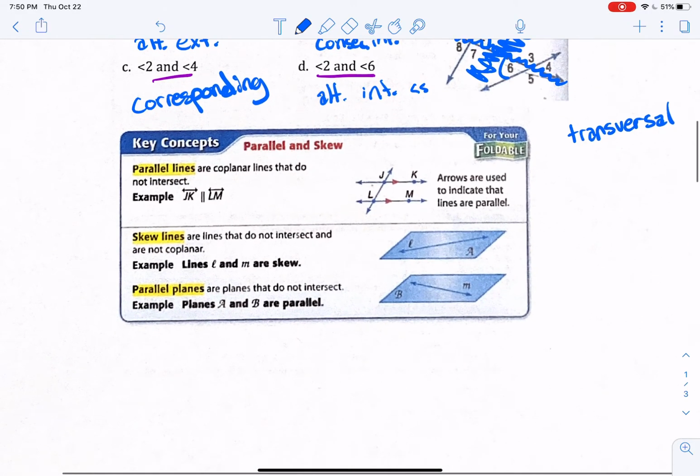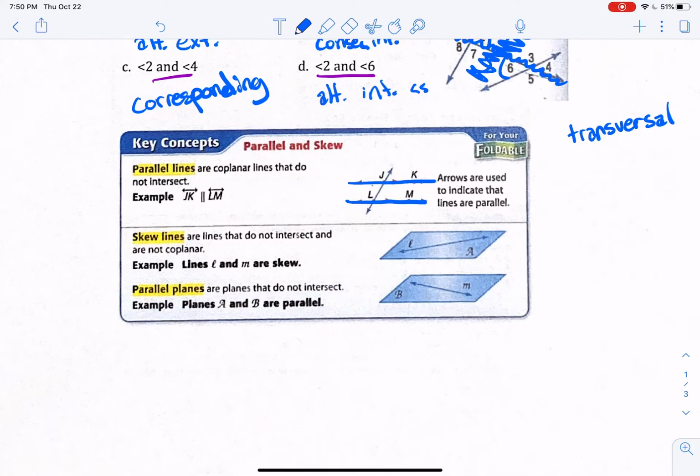The next thing it talks about is parallel versus skew. So parallel lines are coplanar lines that do not intersect. You should probably know what parallel lines are. And then skew lines are lines that are not going to intersect each other.